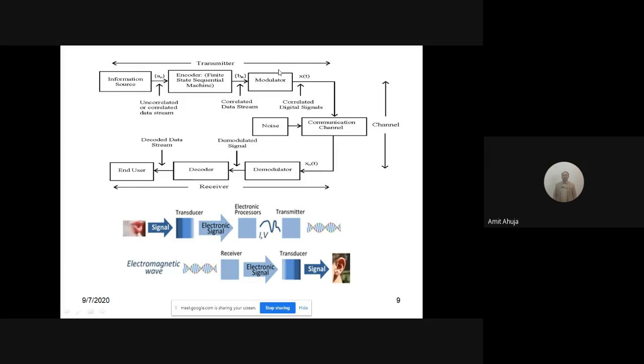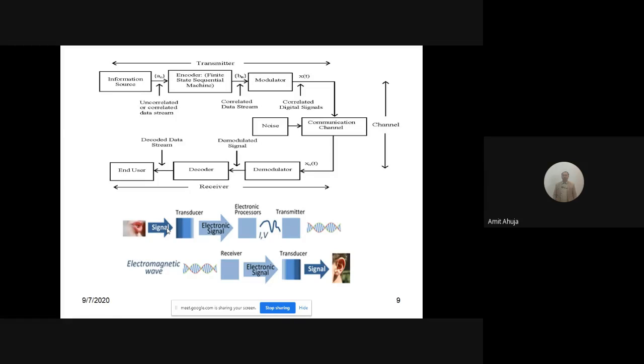So for that, I need to do the opposite process of whatever I have done at the transmitter side. If I have done modulation, I have to demodulate. I have done encoding, I have to decode. And there is an information source. There is a source, there has to be a sink. So for example, right now I am a source and you people are the sink. When you speak, you will be a source, I will be a sink. So this is the end user. Okay, so this is the element of communication.